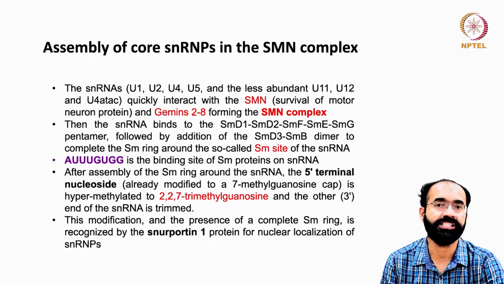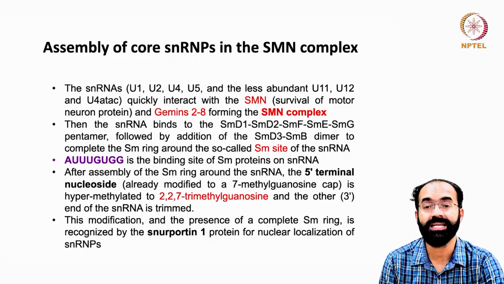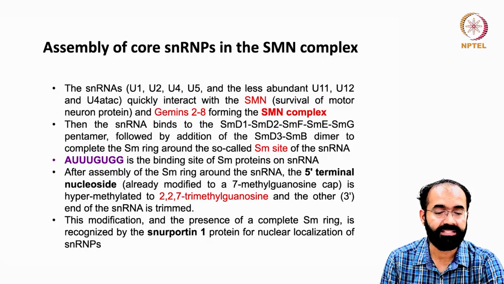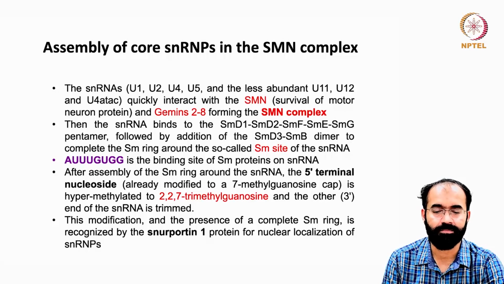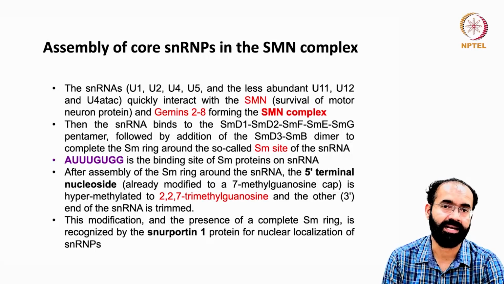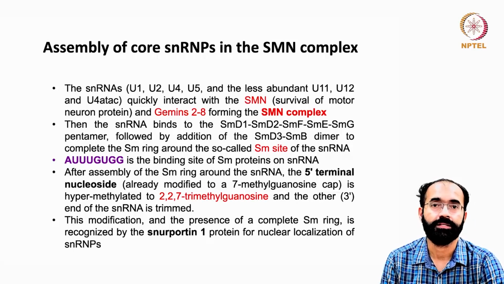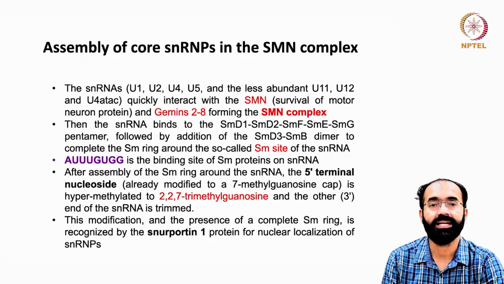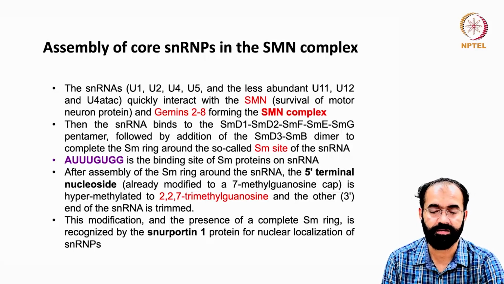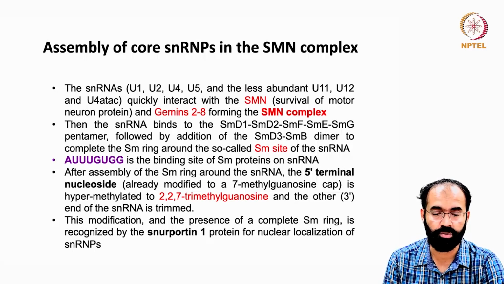That is the initiation of the formation of the snRNP, and the sequence of this binding is A, U, U, G, U, G, G, which is the binding site for the SM proteins on snRNA. This is quite interesting because normally RNAs are recognized by secondary structure, but here it is binding in a sequence specific manner, just like a restriction endonuclease.